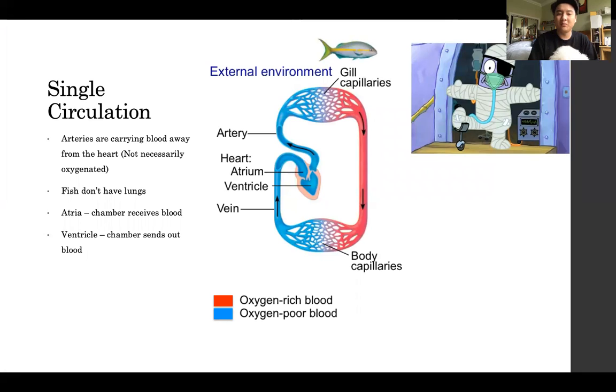Next, we're going to talk about the closed circulatory system. The first one we're going to look at is the single circulation. It's going to be just one atrium and one ventricle. We're going to see this mostly in fishes. Remember, fishes don't have lungs, so instead they use their gills. The heart pumps blood to the gills, where it does the gas exchange, picking up the oxygen and releasing the CO2.